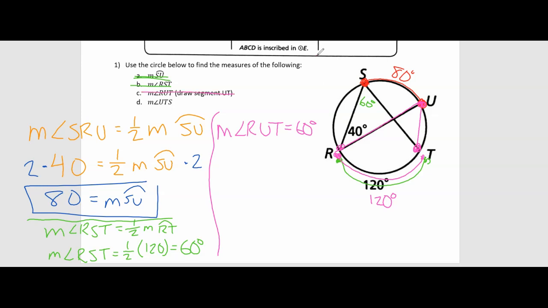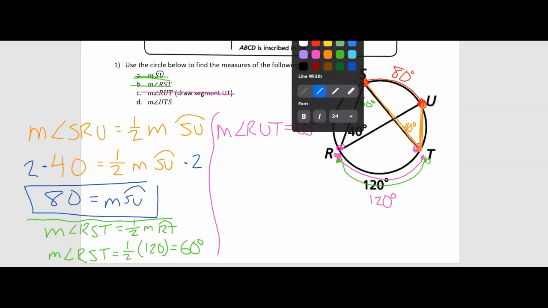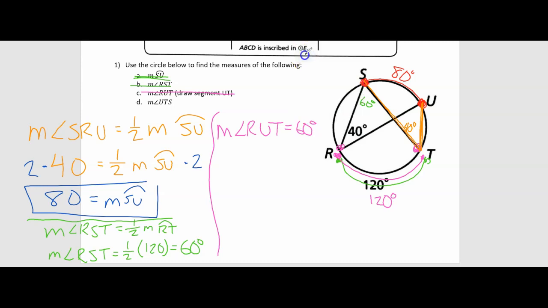Finally, we're finding the measurement of angle UTS. UTS, let us sketch that in orange. UTS. Well, that intercepts an arc of 80 degrees. So we know that that angle has got to be half of that. It's going to have to be 40. You could also think that the orange angle intercepts the same arc as this purple angle. Right? They both intercept the red arc. So those two angles have to be congruent. If I know the purple is 40, the orange has got to be 40 as well.